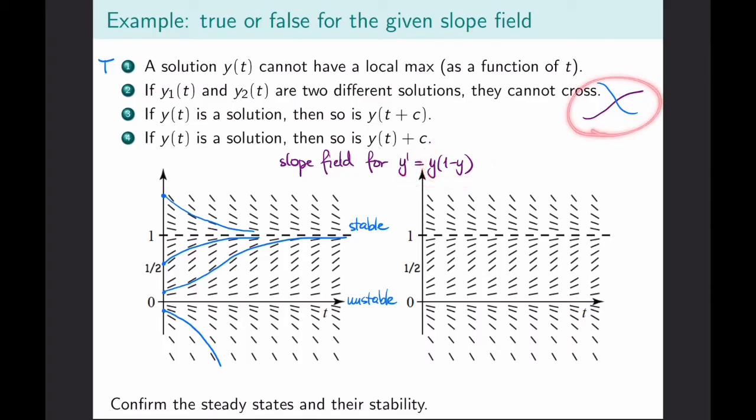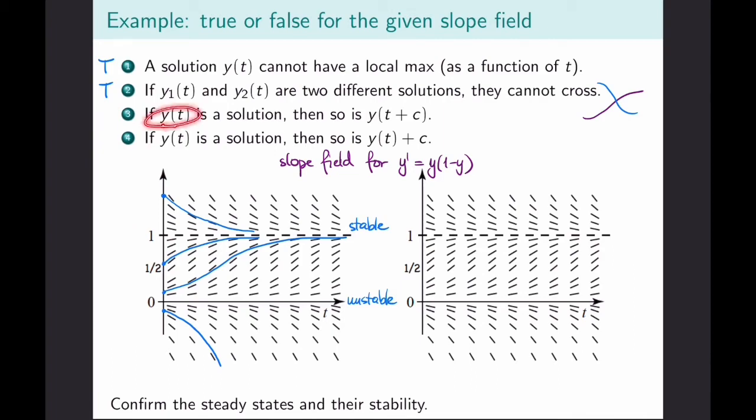For this to happen, the function would have to be not differentiable at that point, which means I wouldn't be able to even follow the actual differential equation. So this is true of any slope field. If you have two different solutions, they cannot possibly cross. This is absolutely true. Now, the next two do concern this particular solution and this particular slope field.